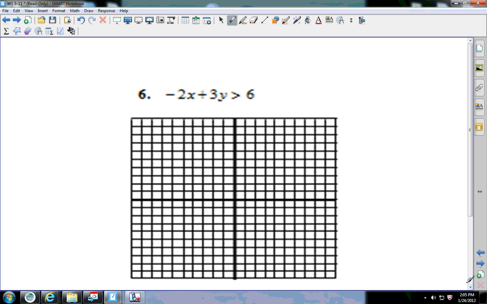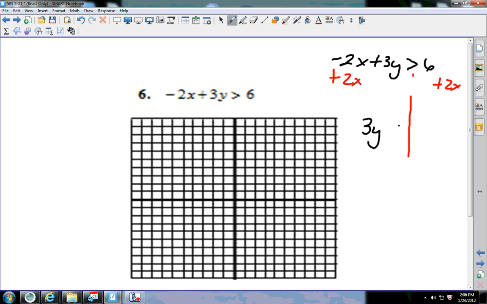Number 6, again, it is not in slope-intercept form, so I'm going to have to rearrange it. To do this, I'm going to add 2x to each side. I get 3y is greater than 2x plus 6. I'm going to divide by 3. Y is greater than 2/3 x plus 2.